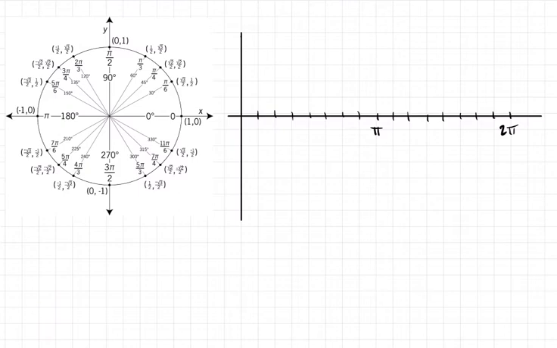And the halfway points I keep halving, right? Between 0 and pi is pi over 2. Between pi and 2 pi is 3 pi over 2. And then you can do more halfway points. Between 0 and pi over 2 is pi over 4, right? And now we go by fourths.